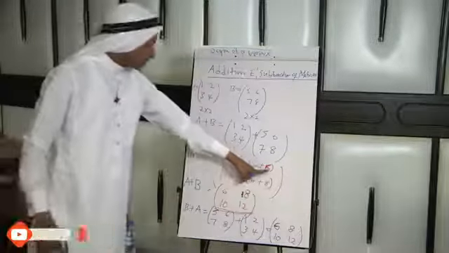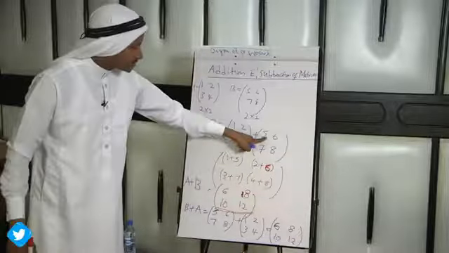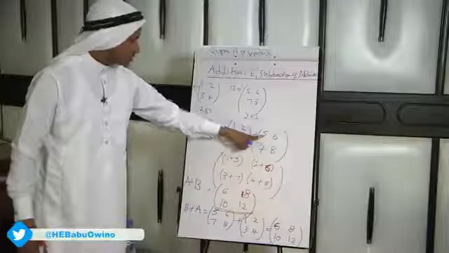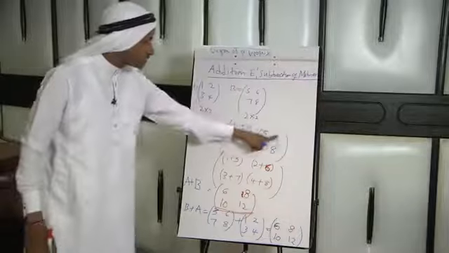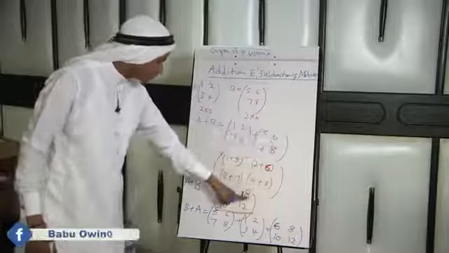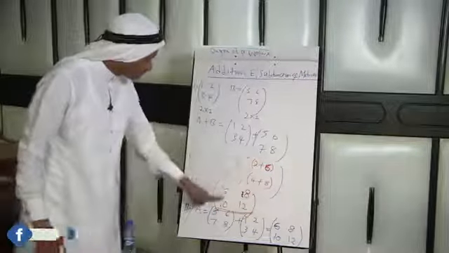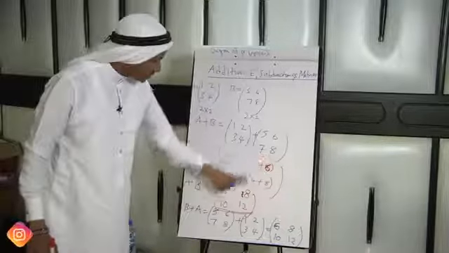So when you look at this, it's the first element plus the first element, which is 6. 1 plus 5 is 6. 2 plus 6 is 8. 3 plus 7 is 10. 4 plus 8 is 12.